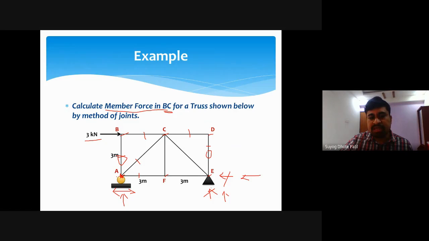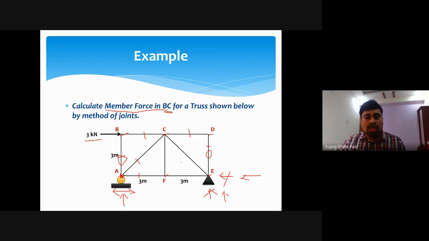At present I can solve from joint E. Like that, we have to consider a number of joints and solve for a number of member forces. This is a simple, small, first numerical, which is why I have considered only two joints. I have analyzed two joints and shown one thorough representation of how we can solve this particular truss.